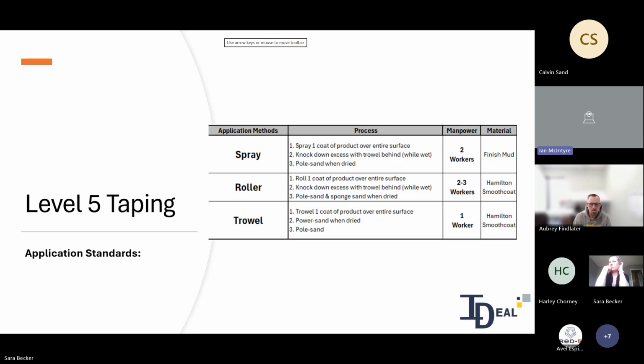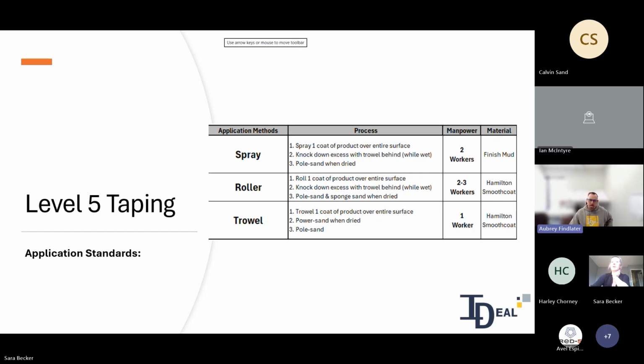Now, the trowel method can be done by one person. It's essentially a hawk and trowel, where you trowel it left, trowel it up and down, and then you sand it down after, right? For trowel, that was the only one that used a power sander too. That's because of the amount of product put on, right? Yeah, I believe that was how it worked. Yes, because it's thicker, right? I feel like that's right.